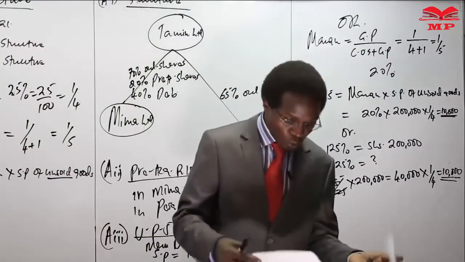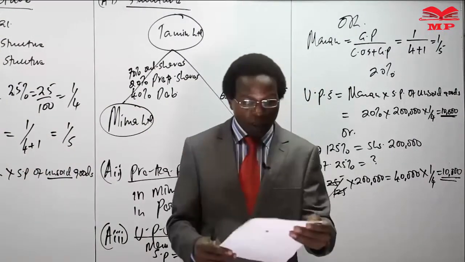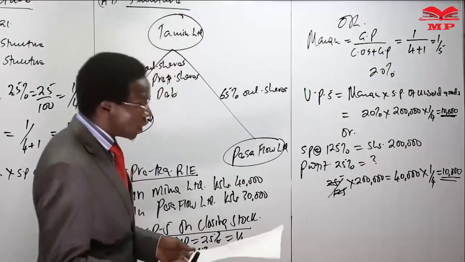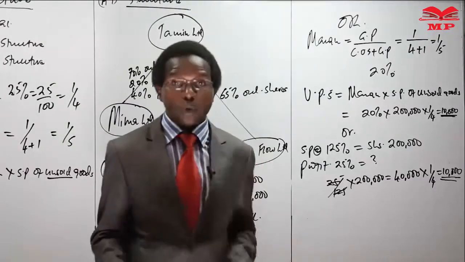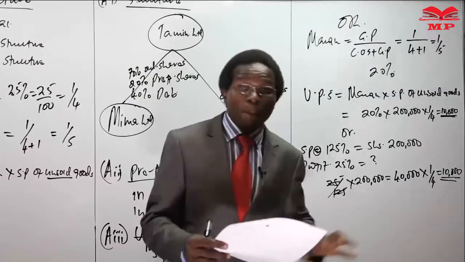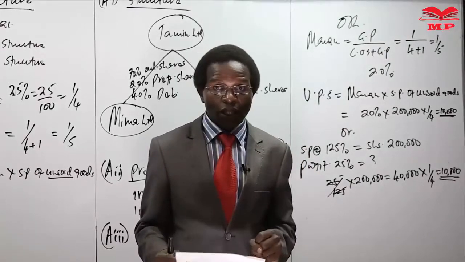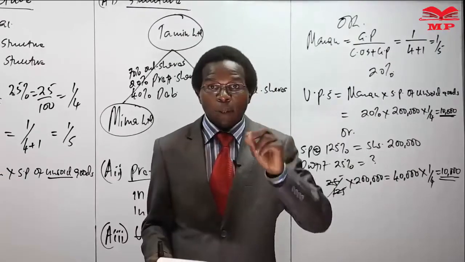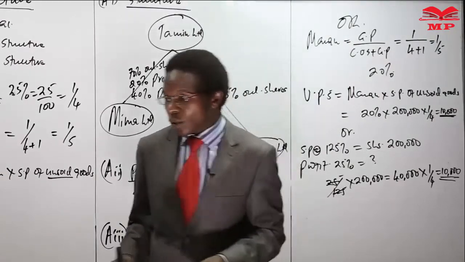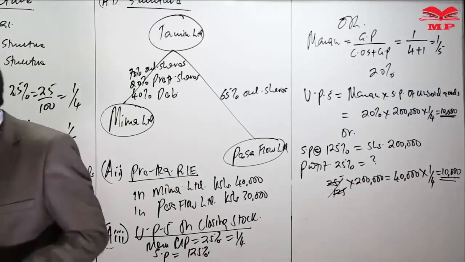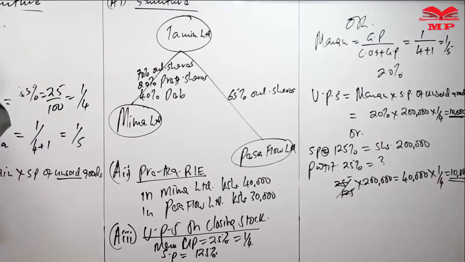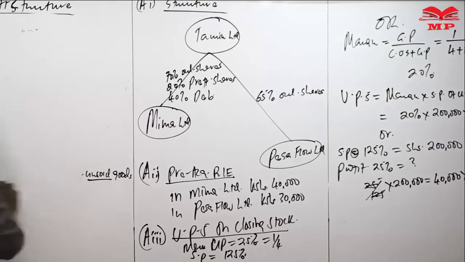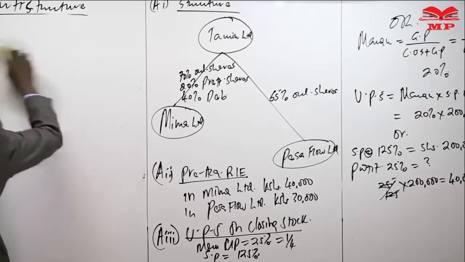Now we want to look at the workings, the important workings that we'll want to do. In this case we want to determine goodwill, both the goodwill in Mima and the goodwill in Pesaflow Limited. Then we also determine the non-controlling interest and the group retained earnings. That's important. So let me get rid of this so that we do some workings, very important workings that you'll always have to do.